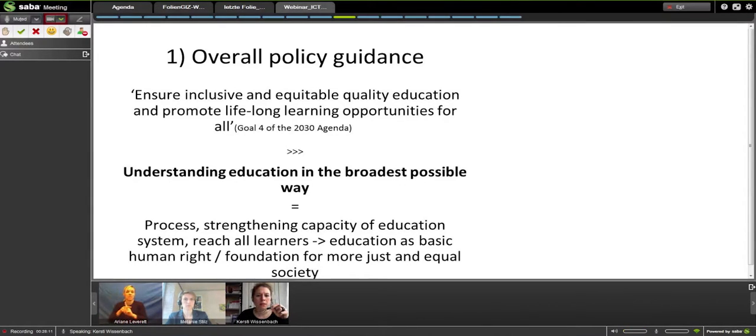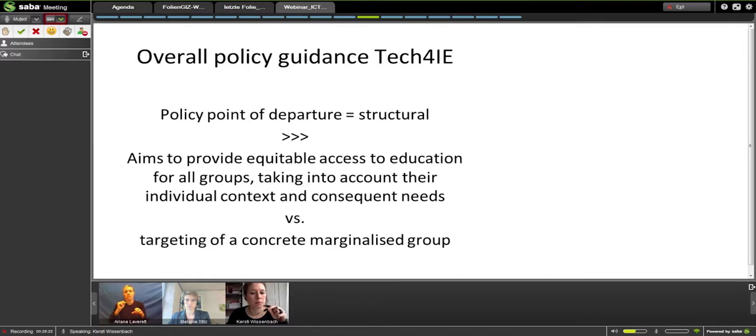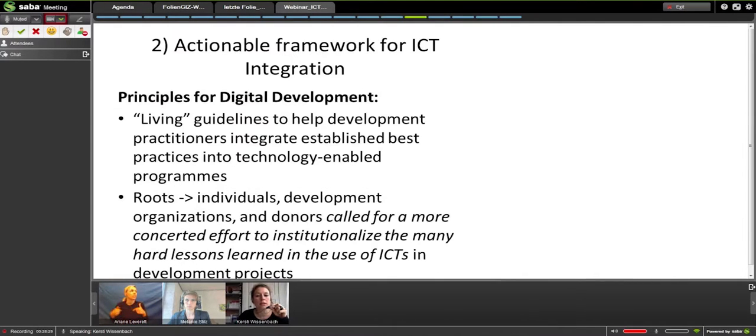So that is the second level, what we call the actionable framework for ICT integration. And what we have there is the principles for digital development. That is a framework of 11 principles which have been designed over years of multi-stakeholder process and cross-testing. They are the core principles that derive out of now over a decade of lessons learned from the field of ICT for development in general, and throughout different thematic areas in the field. So it's a kind of living guideline to help development practitioners integrate established best practices into technology-enabled programs.